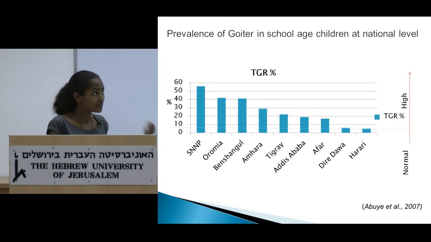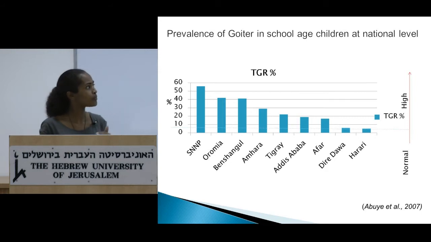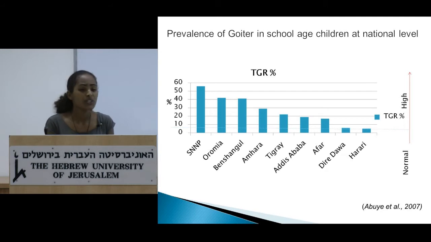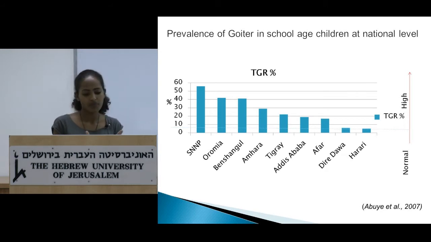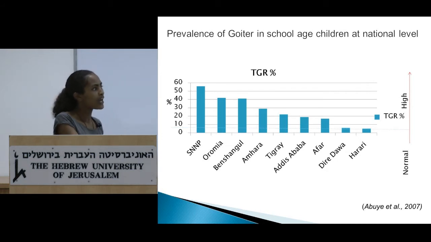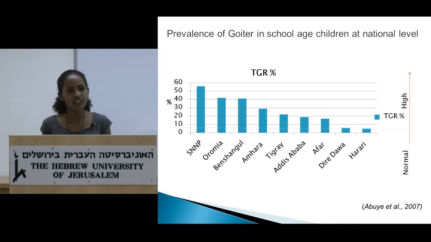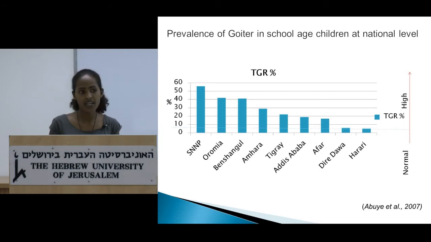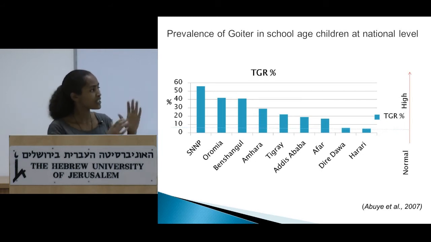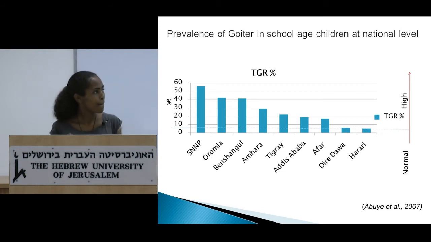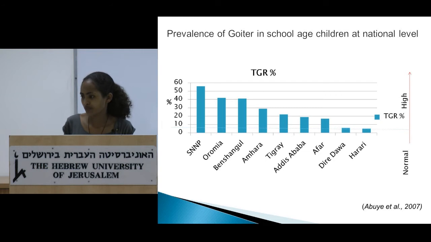So this variation of prevalence of goiter from region to region indicates that, as I mentioned earlier, it could be the dietary factor or environmental factor. For example, Dire Dawa and Harari region are found in a lowland area of the country, and in addition to that, cassava is not common in those areas. The dietary habit in those areas and in the southern part is also different. So this could be the main contributor for the variation among the different regions.